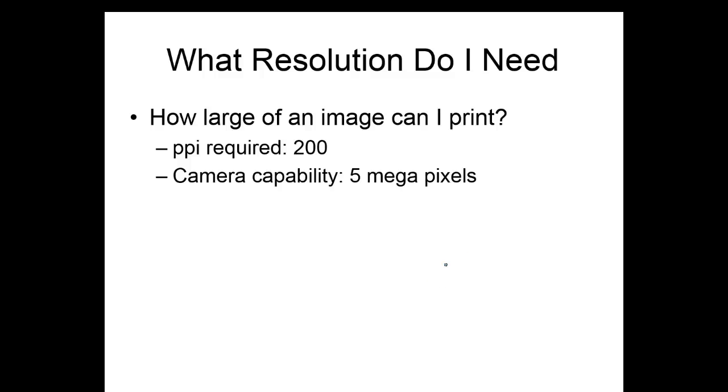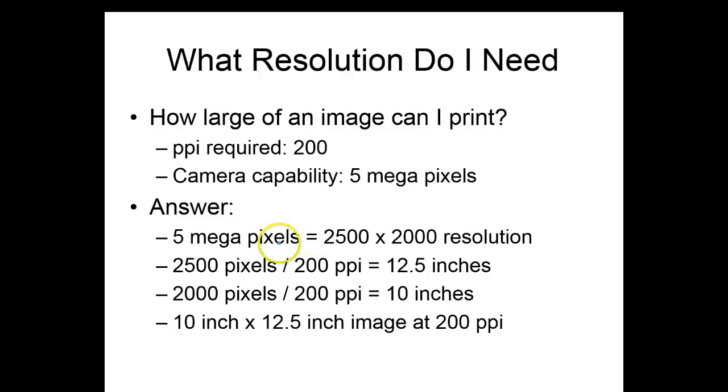So how large of an image can you print? That's another way of looking at it. Again, these pixels per inch, that 200 is a great gauge. Let's say you've got an old camera that's 5 megapixels, just for the ease of the calculation. Then 5 megapixels can give you a resolution of 2,500 by 2,000. And remember, mega, that prefix, is million.